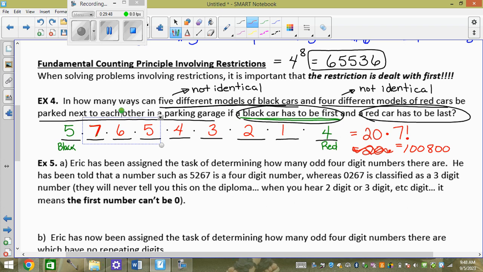It says, in how many ways can you park 5 different models of black cars and 4 different models of red cars? So I would say there are 100,800 different ways you can park 5 different models of black cars and 4 different models of red cars. I am using as much pencil as possible. I will write out everything.